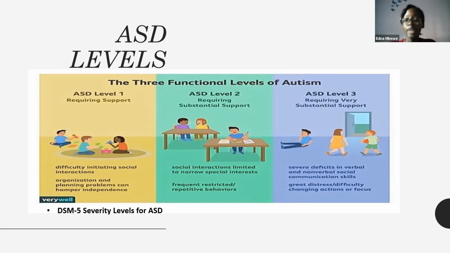This is where the levels of autism come in. There are 3 levels, the last level being the most severe. Level 1, requiring support. In this level, a child is able to speak in full sentences.